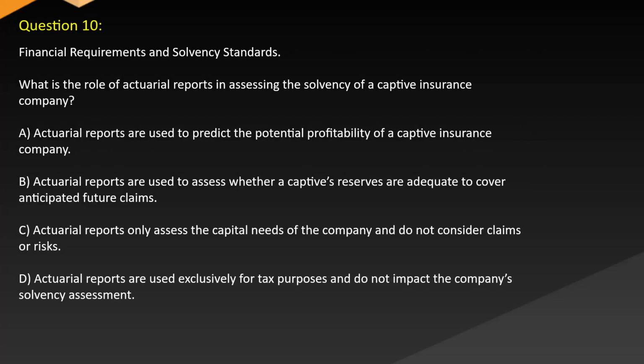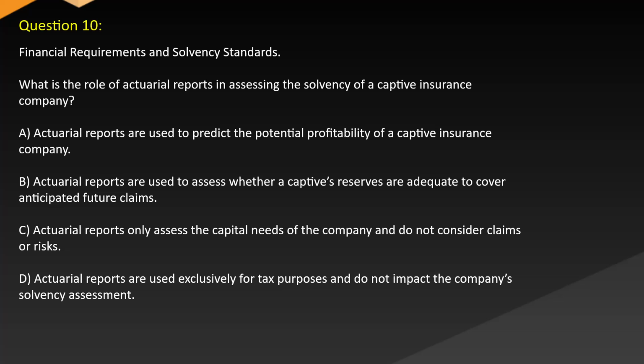Question 10. Financial requirements and solvency standards. What is the role of actuarial reports in assessing the solvency of a captive insurance company? A. Actuarial reports are used to predict the potential profitability of a captive insurance company. B. Actuarial reports are used to assess whether a captive's reserves are adequate to cover anticipated future claims.